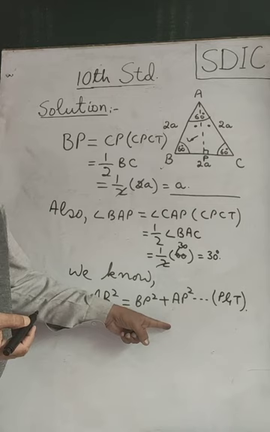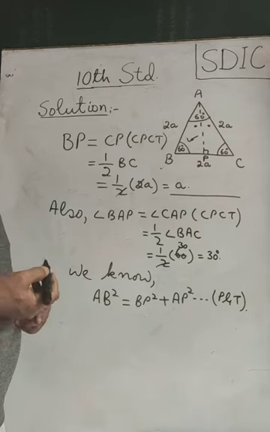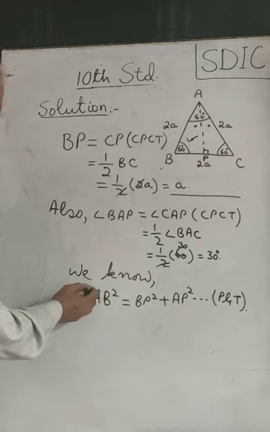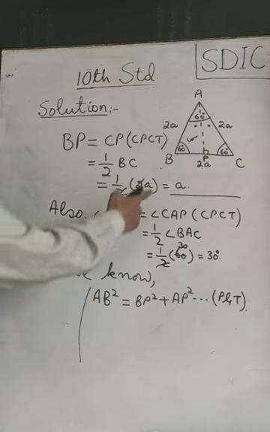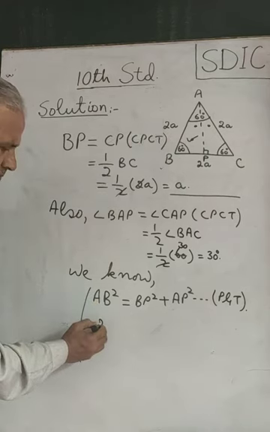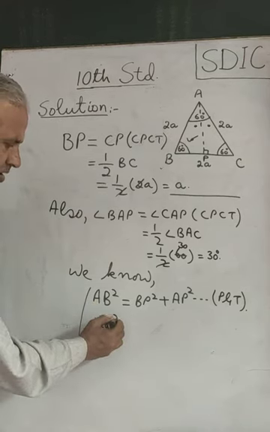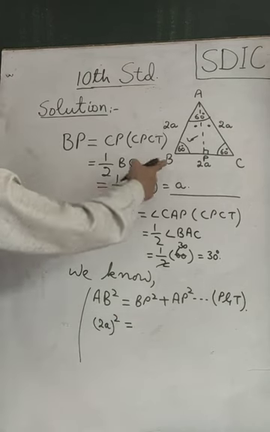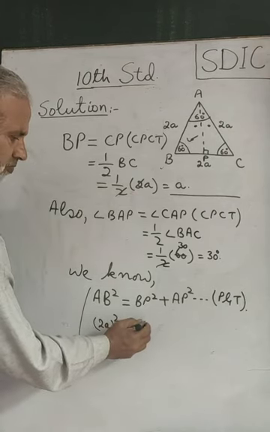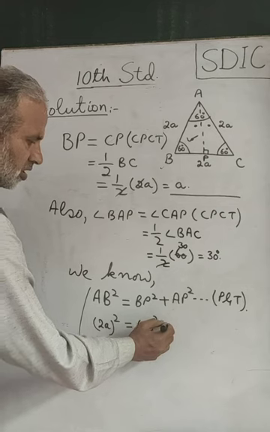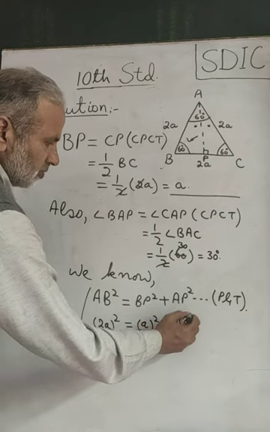Three sides are involved in this and the measures of two of them we know. The procedure will be the same. What we will do is put the value of AB, it is 2A, square of this. Value of BP we have just now found, A, square of this. We want to find AP, AP square.